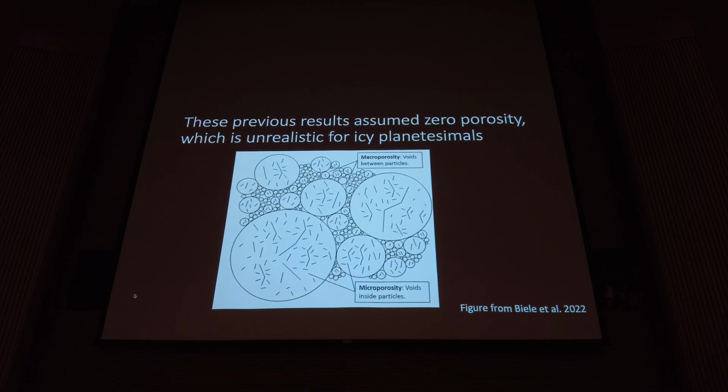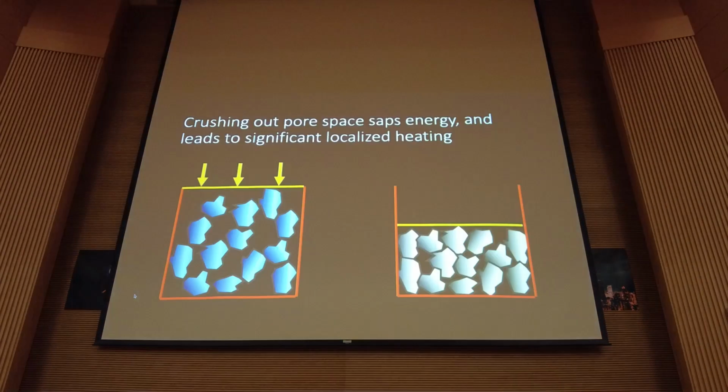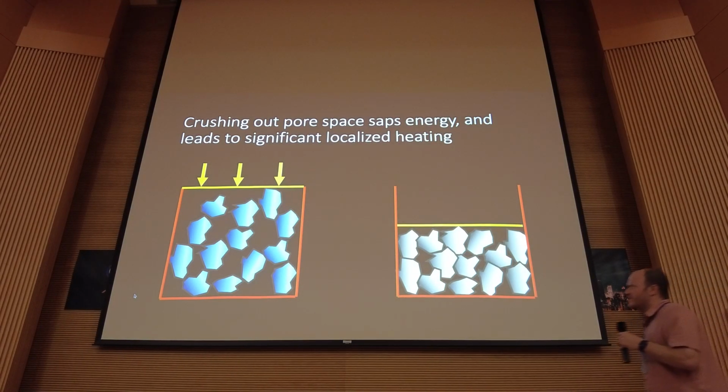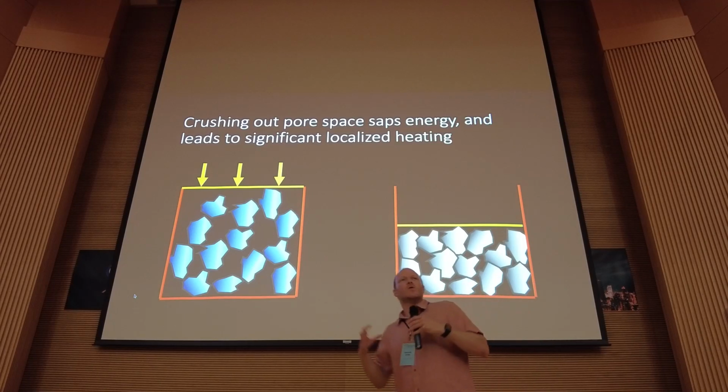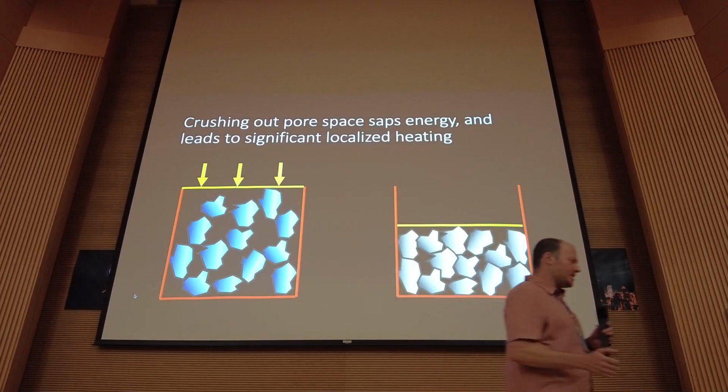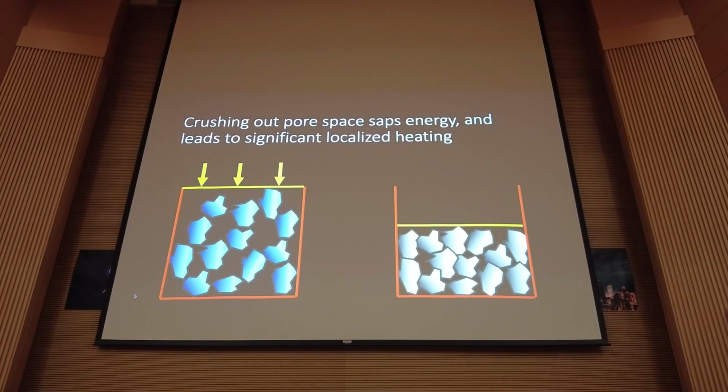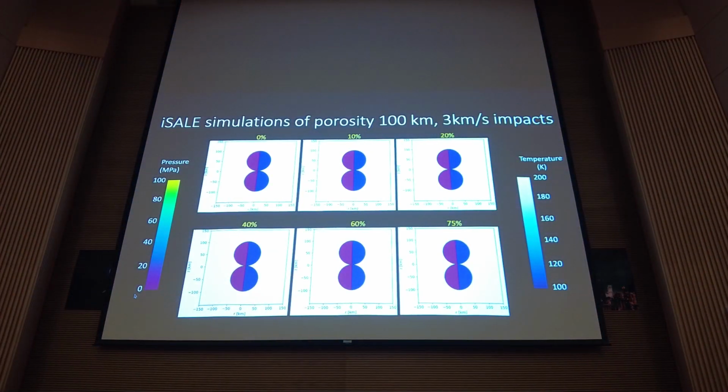The reason that porosity is important is that crushing out pore space saps a lot of energy. You have to take these grains, deform them, rub them against each other. It takes a lot of energy to crush out this pore space. And by releasing this energy locally, we create significant local heating. And so what we wanted to do then is just explore how much porosity can affect this process.